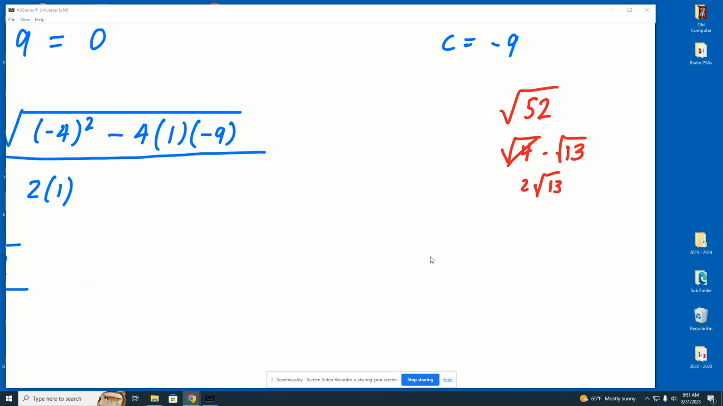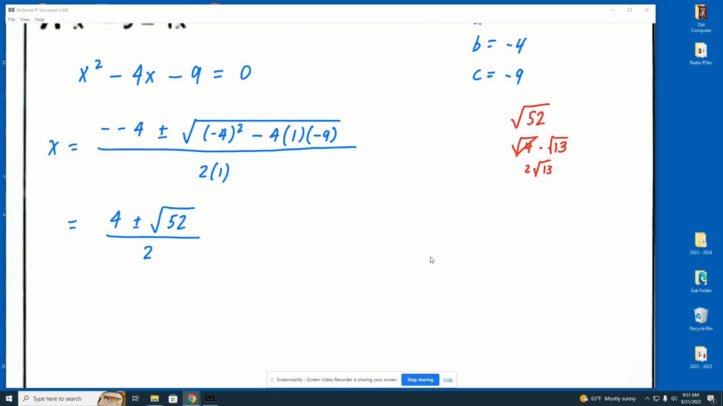So let's rewrite this. Let's replace the square root of 52 with 2 times the square root of 13. So 4 plus or minus 2 square root of 13 over 2. Now listen, am I allowed to add a number that has no radical with a number that has a radical? No, I can't go 4 plus 2, and I can't go 4 minus 2, because 2 is attached to that square root. So we treat it like it's 2 separate terms.